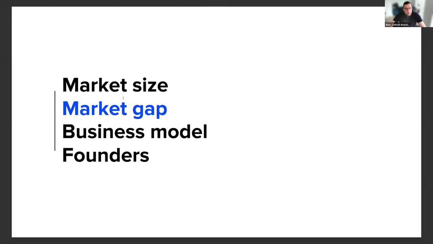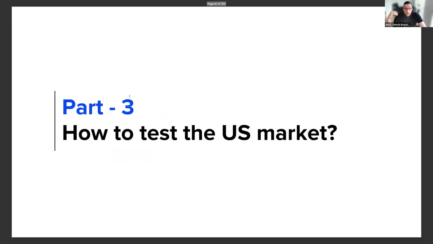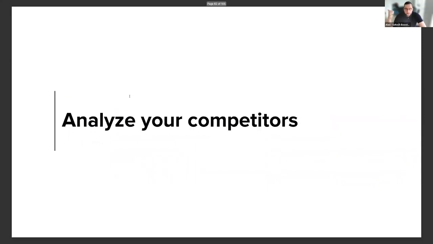So then you have a market size. Then what's next? When you have a market size and you have a lot of people who are paying for products like yourself or spend some money on similar products, then you need to find the market gap. And this is the second thing which investors are looking for. So we are going to part 3, how to test your product in the US market.